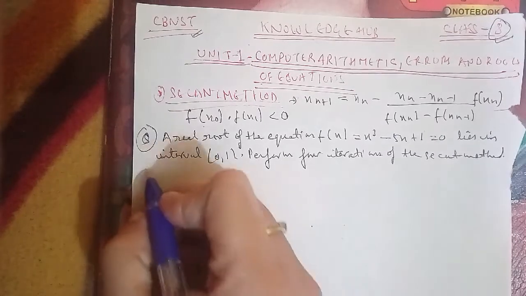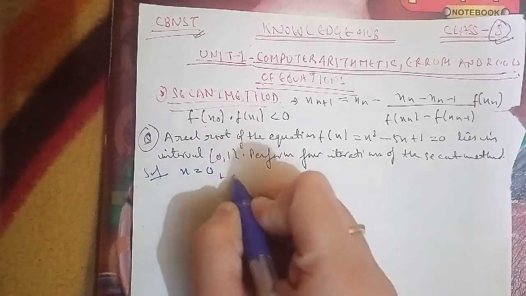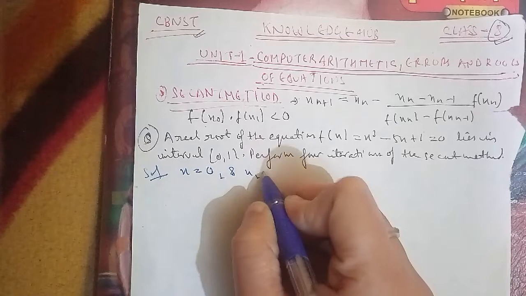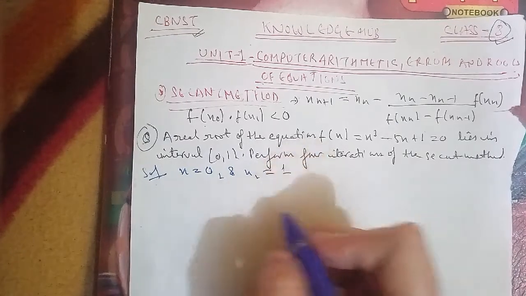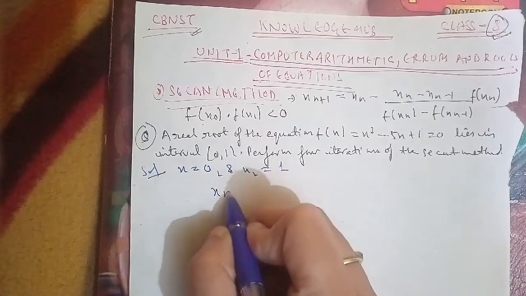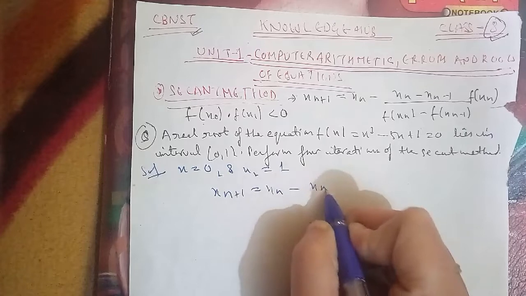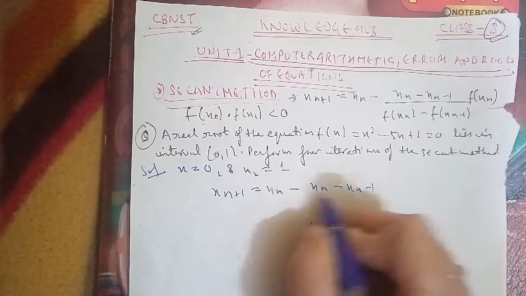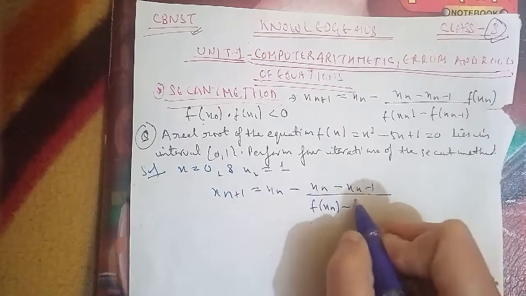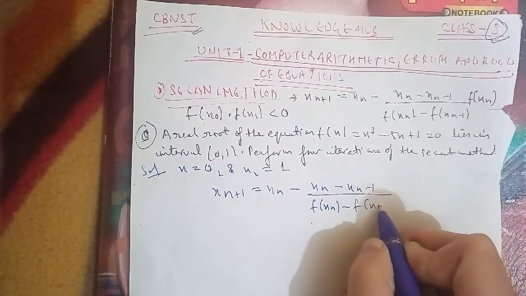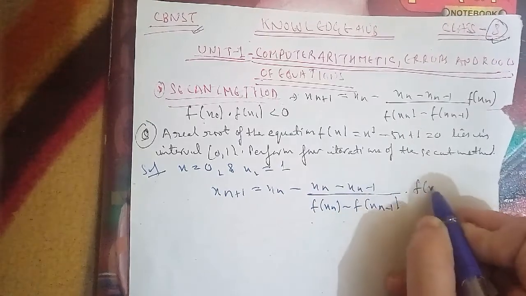So here x0 equals 0 and x1 equals 1. The iterative formula of the second method is, as I told you, x(n+1) equals x(n) minus [x(n) minus x(n-1)] upon [f(xn) minus f(xn-1)] times f(xn).